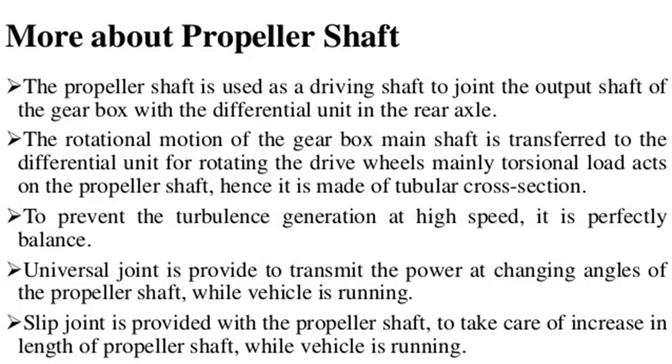And next one, a slip joint is provided with the propeller shaft to take care of the increase in the length of the propeller shaft while the vehicle is running. So where we use the slip joint, the length of the propeller shaft is very high. In that condition we use the slip joint on the automobile vehicle. Okay.